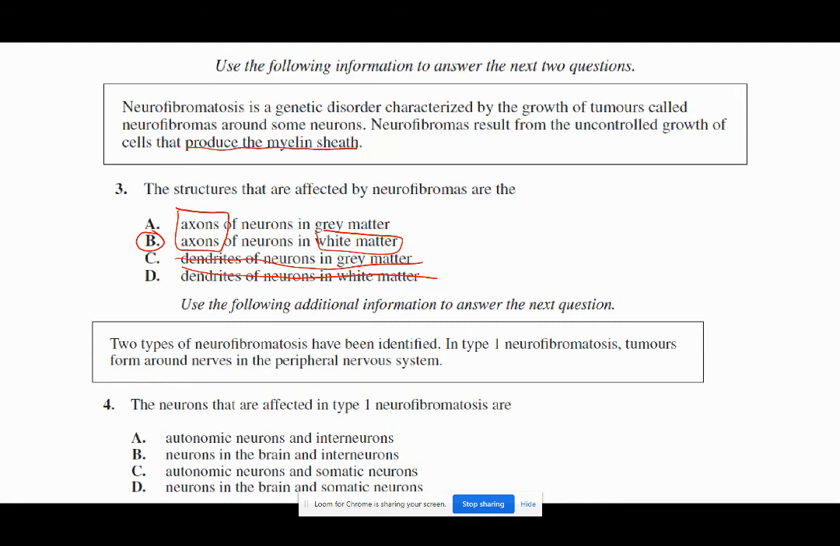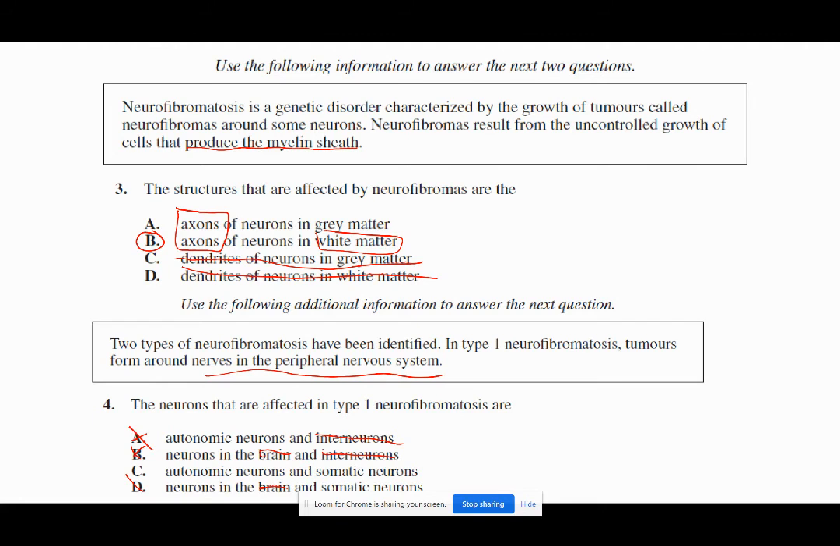Two types of neurofibromatosis have been identified. In type 1, tumors form around the nerves in the peripheral nervous system. So the neurons that are affected in type 1 are... So we're looking for P and S. So the brain, for example, that's part of the CNS, right? So I can get rid of B and D. And then interneurons are found only in the CNS, so I can get rid of A and B.